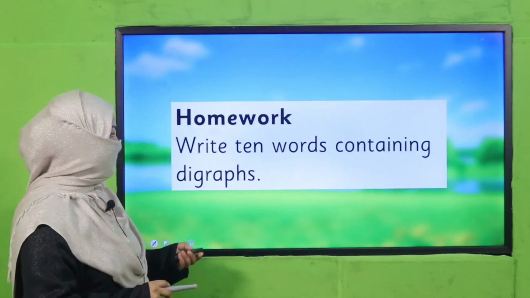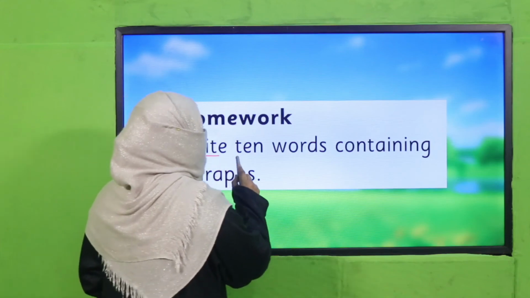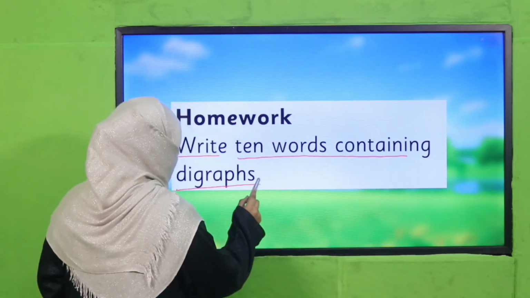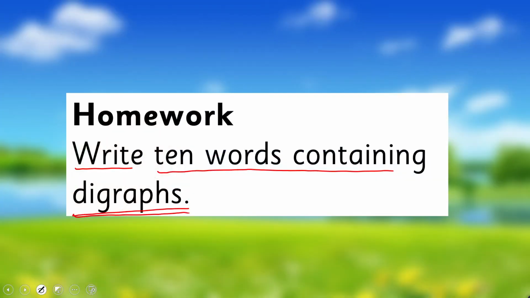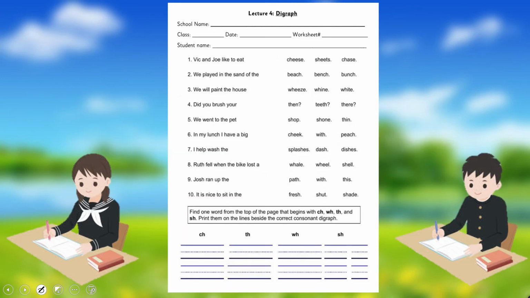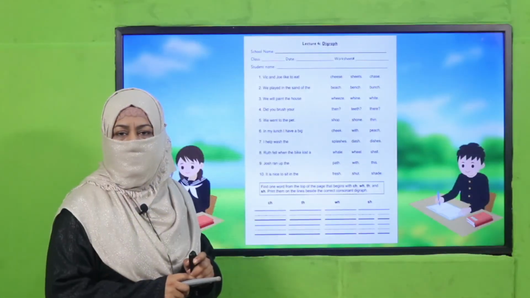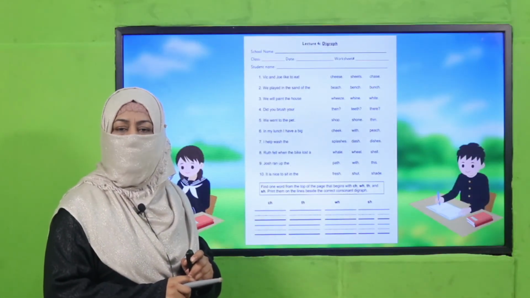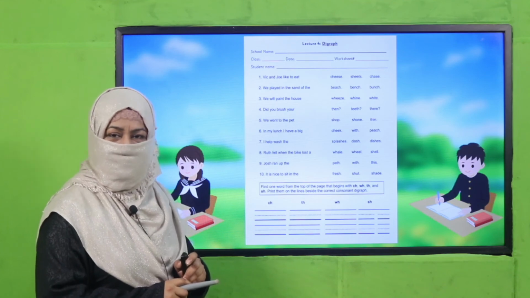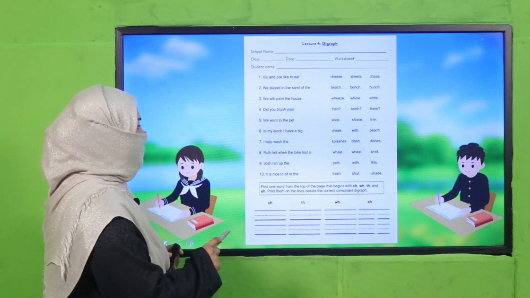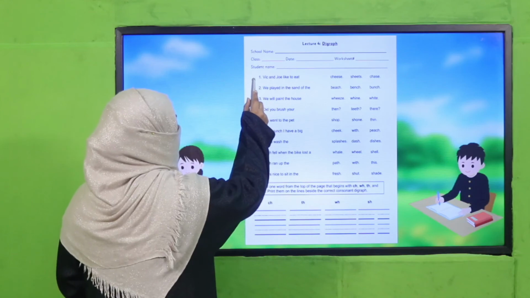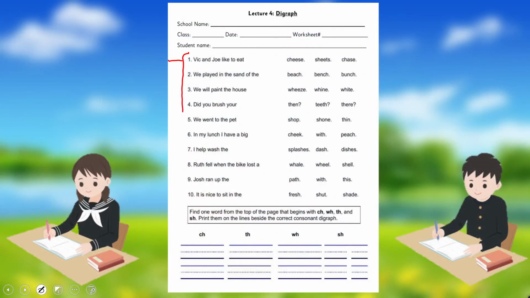Good job. So it's time for your homework. You will write 10 words containing digraphs. We learned many, so you'll have to write just 10 words in your notebook. And here is a worksheet, my dear fellow teachers. The worksheet, lesson plan, and PowerPoint presentation links are given. You may click, download it, and kindly provide the printed worksheet to students for practice. And my dear children, what you are going to do is read the sentence, find out the correct words containing digraphs from here, and make a list of words with digraphs over here.